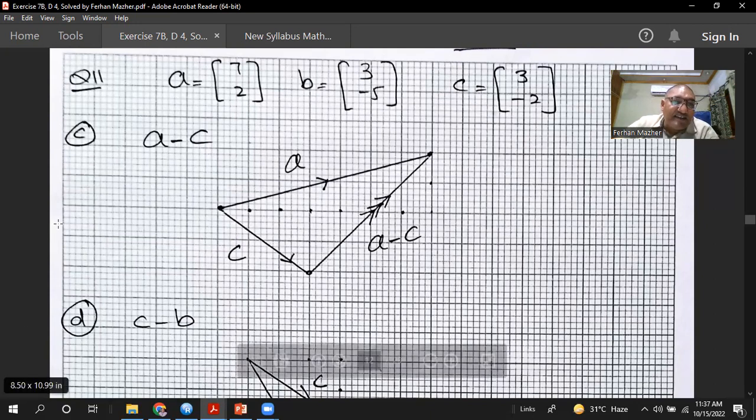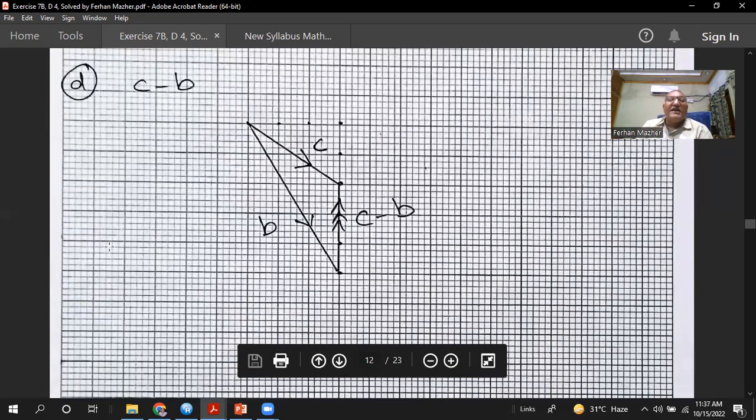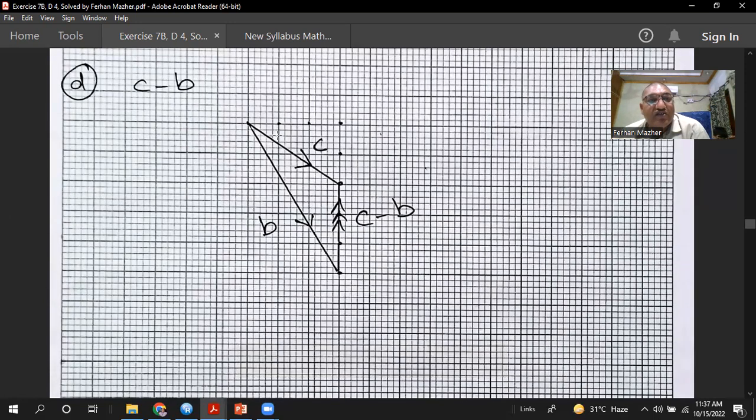Then you have to represent C minus B. For C minus B, I will draw C. C is 1, 2, 3, 2 steps down. So this is the vector C. And the vector B is 1, 2, 3, and 1, 2, 3, 4, 5, minus 5 steps down. So join these points. This is your vector B. And then complete the triangle. Because I want to represent C minus B, the arrowhead of the resultant vector should be towards C. Then it will represent C minus B. Whenever you do the subtraction by the triangular law, the tails of the two vectors to be subtracted are joined with each other.